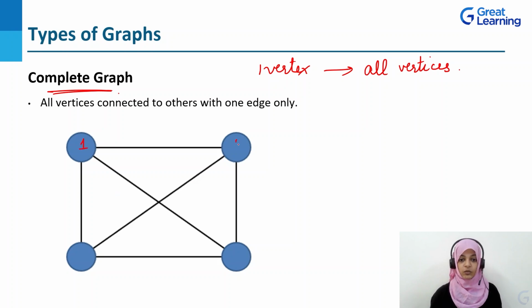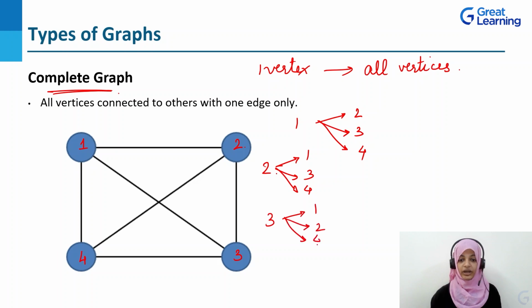Let us take this as vertex 1, vertex 2, vertex 3, and vertex 4. We have edges from vertex 1 to vertex 2, vertex 3, and vertex 4. Similarly, if we consider vertex 2, vertex 2 has edges to vertex 1, 3, and 4. Next, vertex 3 has edges to vertex 1, 2, and 4. And lastly, vertex 4 has direct edges to vertex 1, vertex 2, and vertex 3. This means that each and every vertex that is a part of the graph is directly connected to all of the other vertices that are a part of the exact same graph. Such graphs are known as complete graphs.